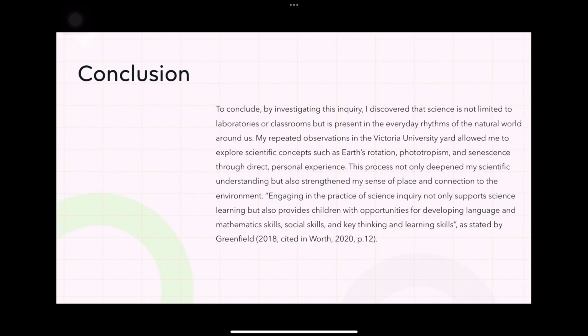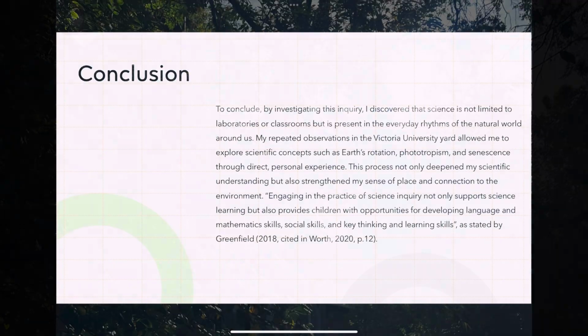This inquiry showed me that science is not limited to laboratories or classrooms, but exists in everyday rhythms of the natural world. My observations not only deepened my understanding of science, but also strengthened my critical thinking, my communication, and reasoning skills. These experiences demonstrate how natural exploration can foster both scientific knowledge and essential learning skills.